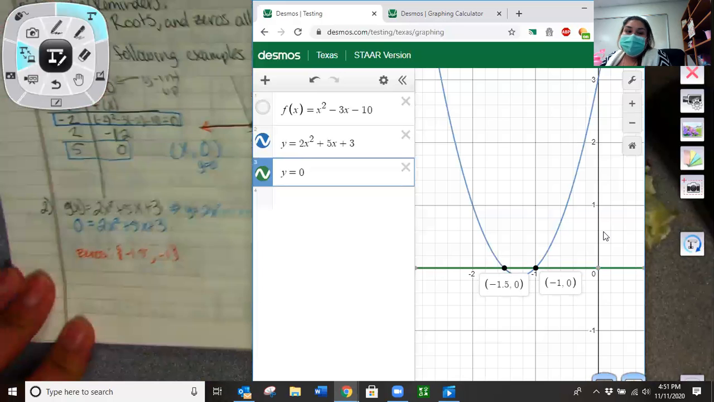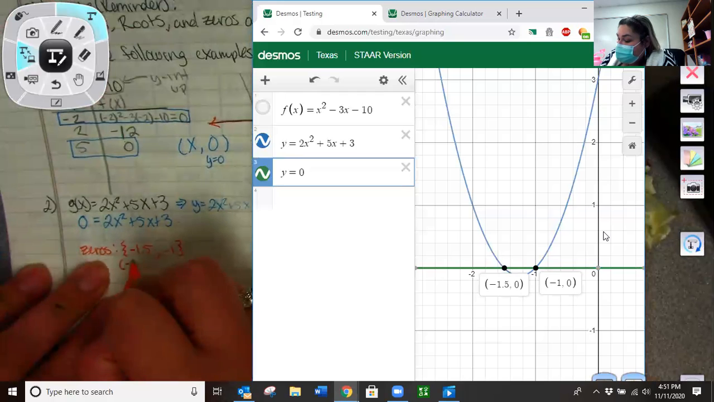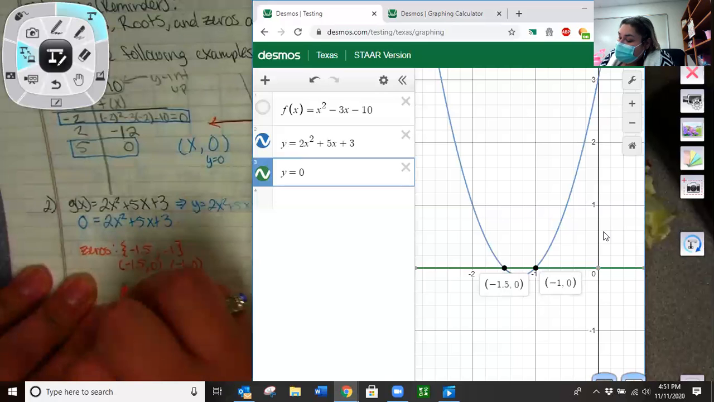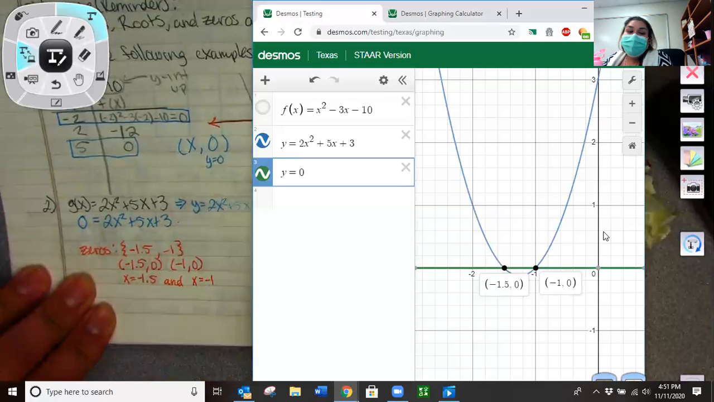Oh, sorry. You can also write them as ordered pairs, -1.5, 0, and -1, 0. And you can also just tell me x equals -1.5 and x equals -1. So these are different forms where you can show me the correct answer, right? With curly brackets, in ordered pairs separated, and then x equals each individual x-intercept.